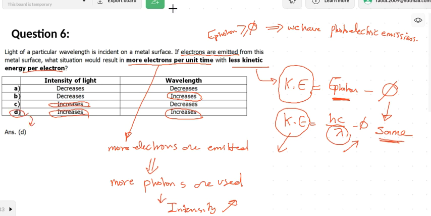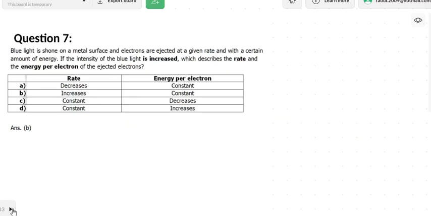You see? So these critical thinking questions are related to our understanding. If you don't understand the meaning of intensity, it's not easy to solve them. Let me do another application on this. Question number 7. Let me read together.